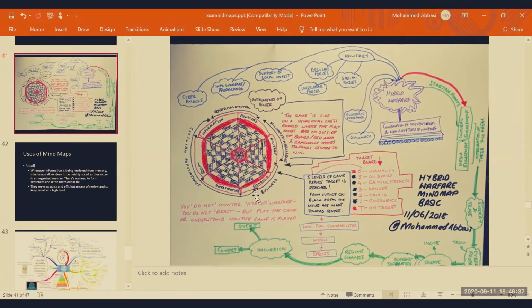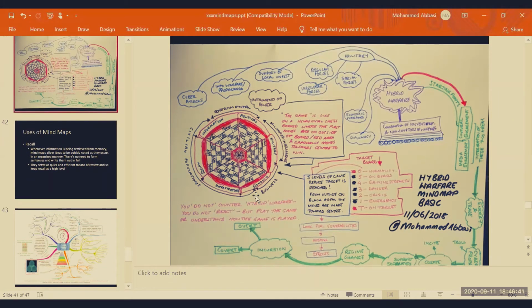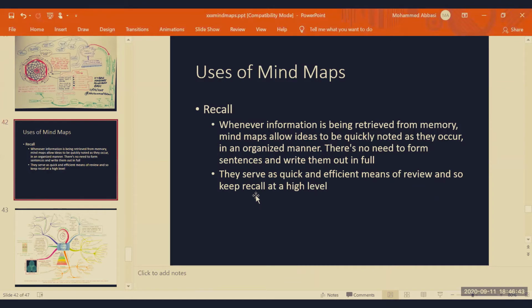We don't want to go through too much into that, but I'll send this through to you as well. So use of the mind maps, again, it's about recalling information also. Whenever information is being retrieved from your memory, mind maps allow those ideas to be quickly noted as they occur in an organized manner. There's no need to form sentences and write them out in full. Okay, you just get those pictures in your head. You're kind of mentally remembering stuff.